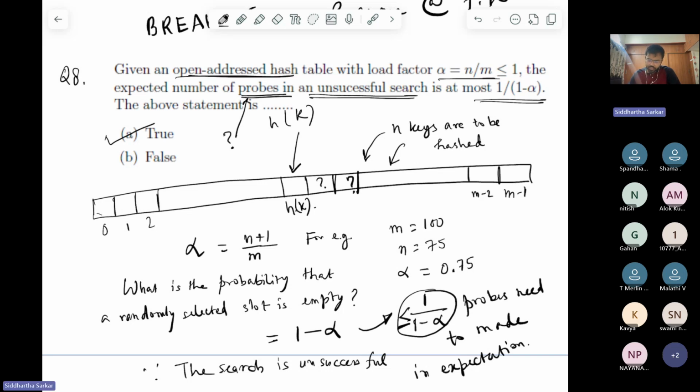So what is expectation? It comes from the theory of probability. I think this has been discussed in the videos. Any doubts? Any questions?